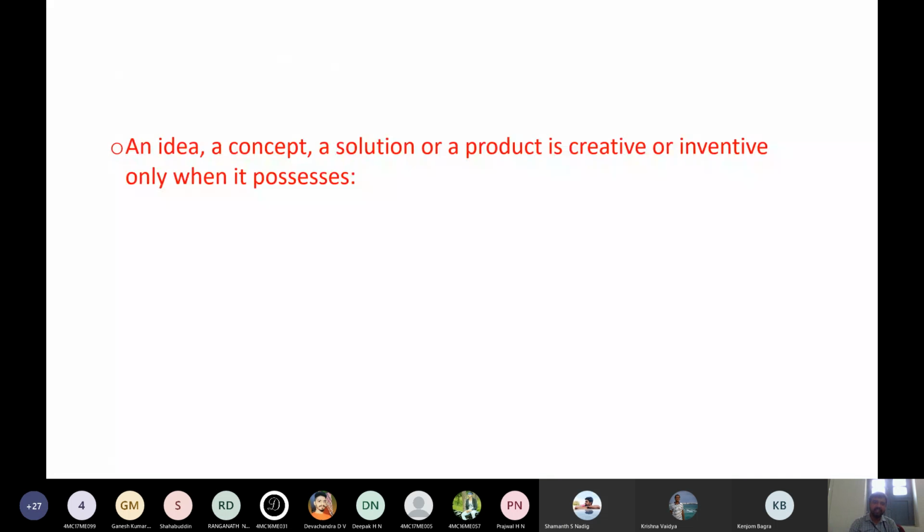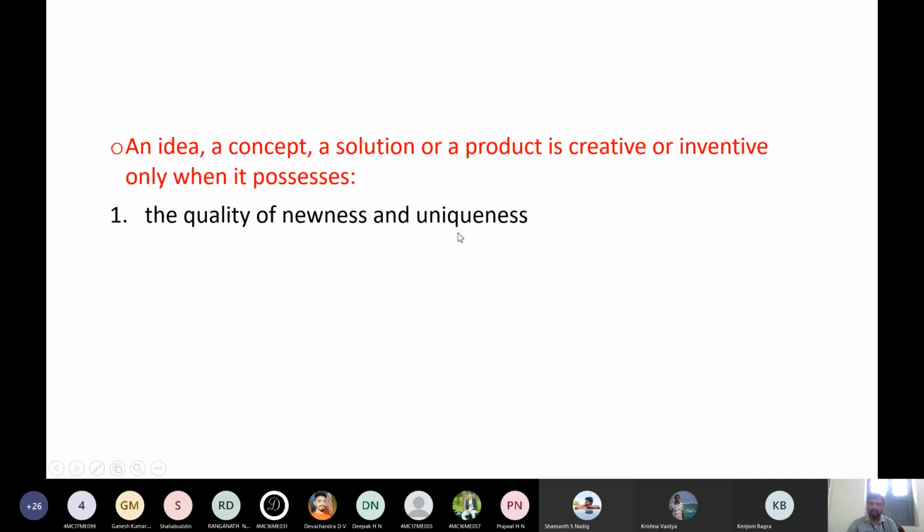Next, an idea, a concept, a solution, or a product is creative or inventive or innovative only when it possesses the following characteristics. One is the quality of newness and uniqueness. Newness means there should be a difference compared to the already existing similar products. There must be some differences. That is the newness.